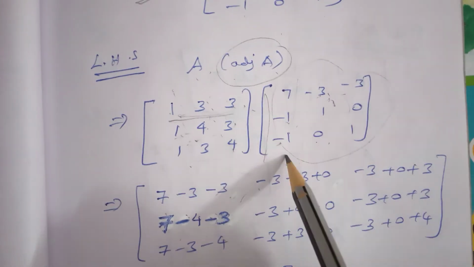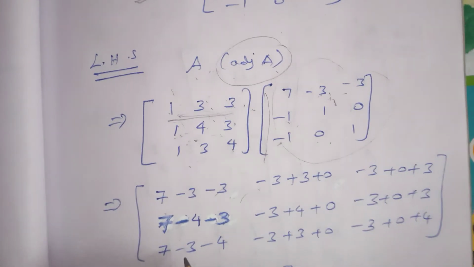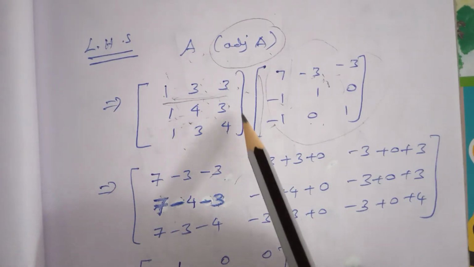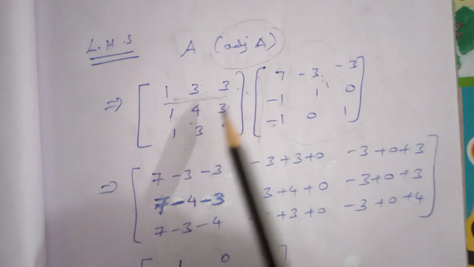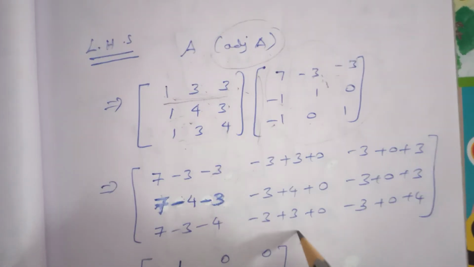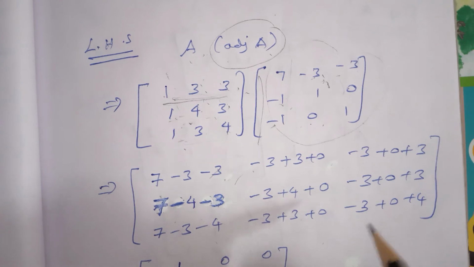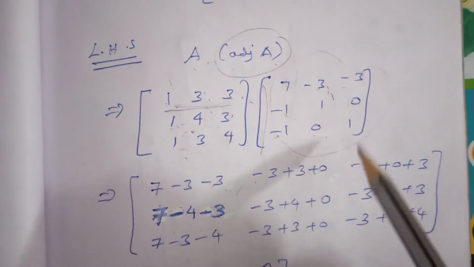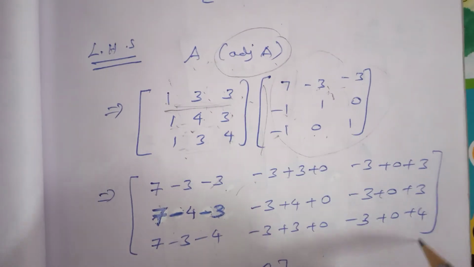The third row is multiplied by the first column: 1 into 7 is 7, 3 into minus 1 is minus 3, 4 into minus 1 is minus 4. Then 1 into minus 3 is minus 3, 3 into 1 is 3, and 4 into 0 is 0. Next, 1 into minus 3 is minus 3, 3 into 0 is 0, 4 into 1 is 4.